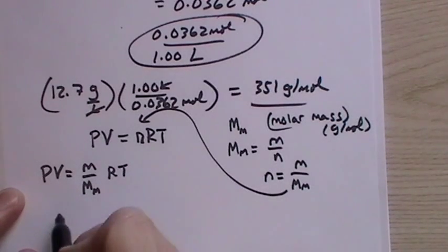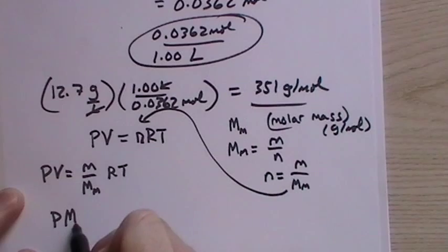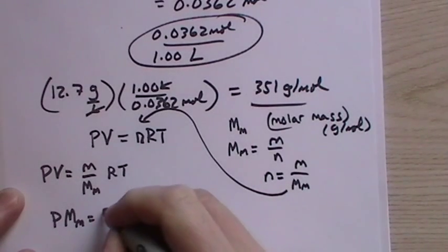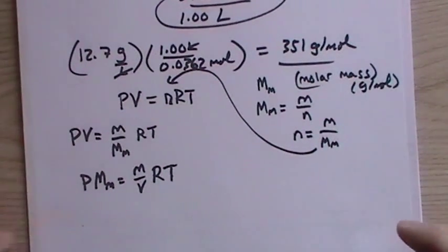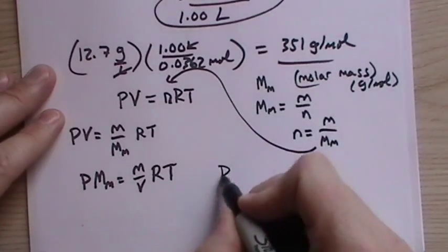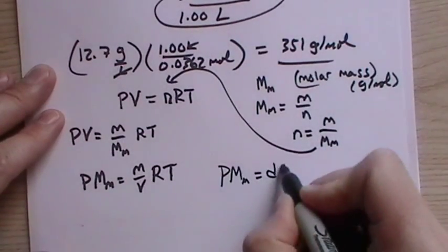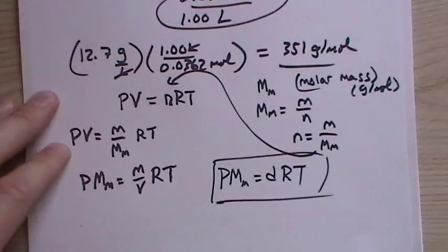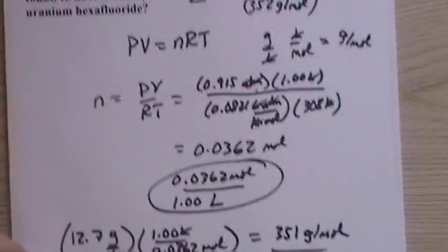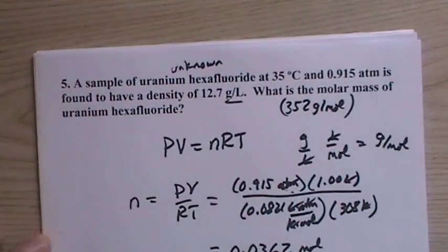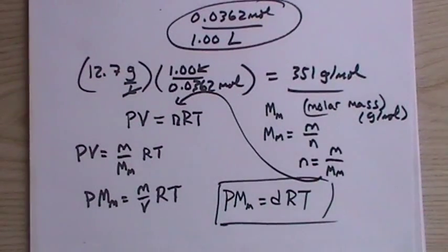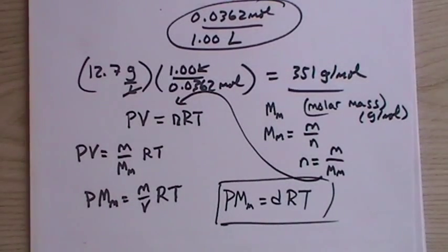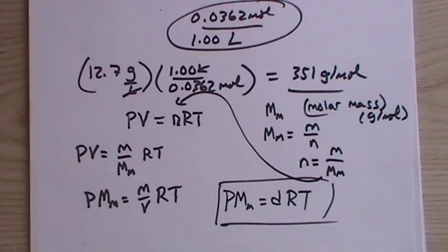If we then rearrange this equation, we end up with P, the pressure, times the molar mass, equal to m over V times RT. Well, the mass over the volume, that's just density. So the final equation is this. Now, this will make the problem much simpler because you can just take the density, that's our d, you have the temperature and the pressure, plug them directly in here and solve for the molar mass. And you say, well, why'd you take us on this circuitous route then, Dr. Champagne?